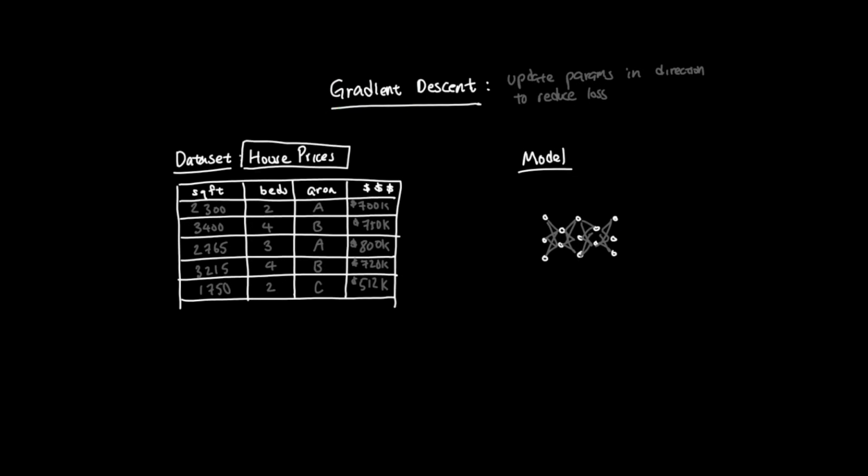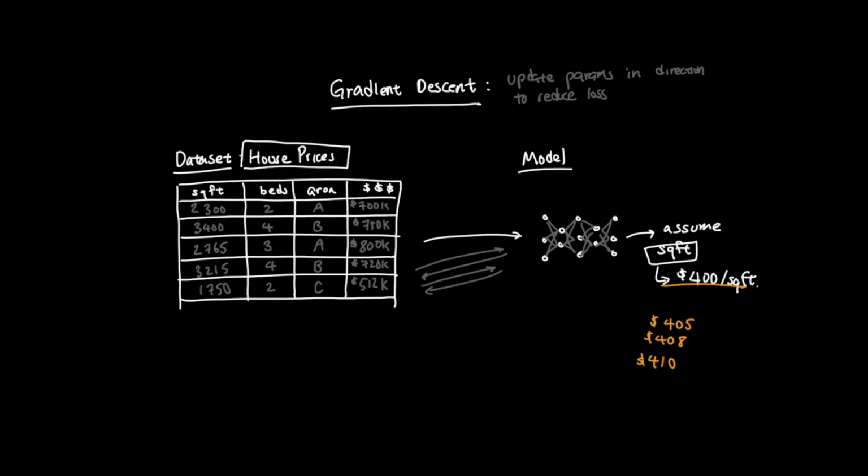Going back to our house price example, maybe the model starts by assuming that each extra square foot adds about $400 to the house price. But after looking at many homes, calculating the loss, and checking the gradient, the model might adjust that weight. It might go from $400 per square foot to $405 per square foot, then $408 per square foot, then finally $410 per square foot. The model is not magically finding the perfect answer in one step. It is making small updates over and over again, each time trying to reduce the loss.